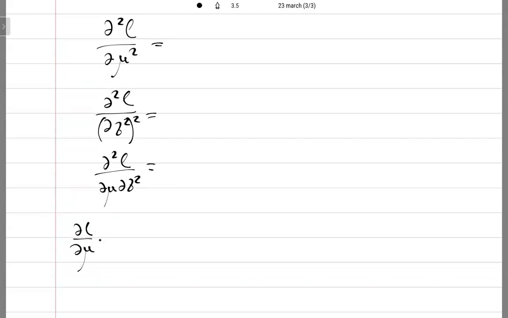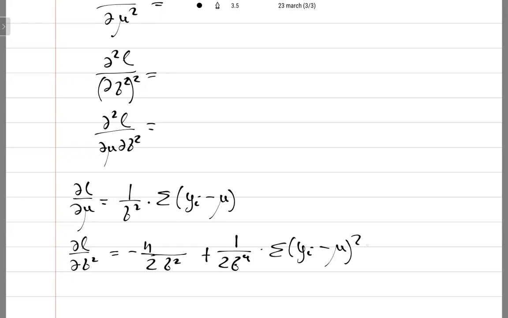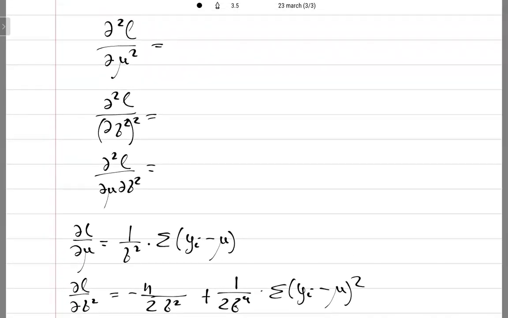And just to copy: dl with respect to d mu was 1 over sigma squared times the sum of y minus mu. And dl with respect to d sigma squared was minus n over 2 sigma squared plus 1 over 2 sigma power 4 times the sum of y minus mu squared. Okay, we have everything we need to calculate the Hessian matrix.